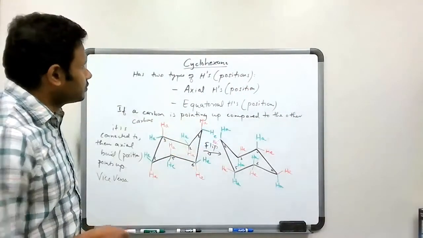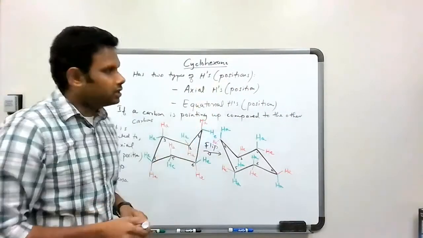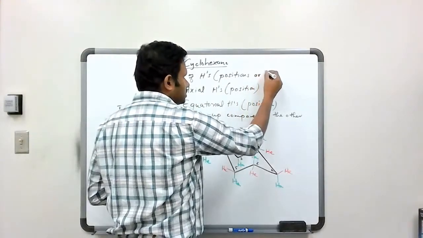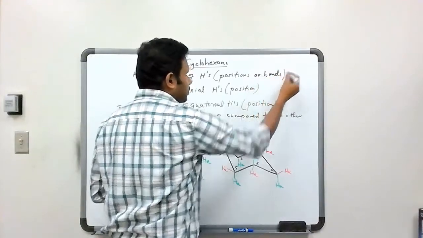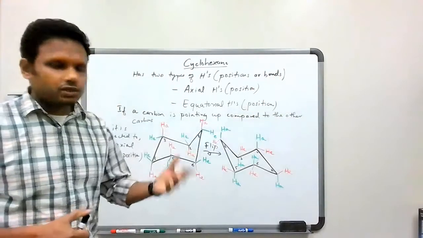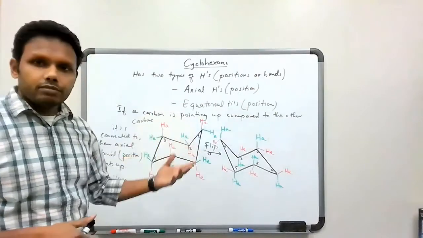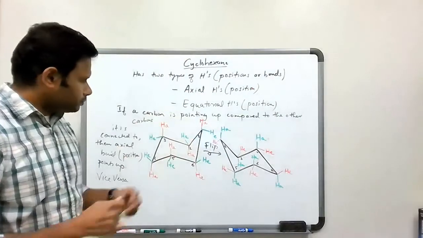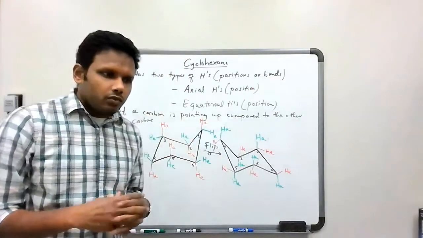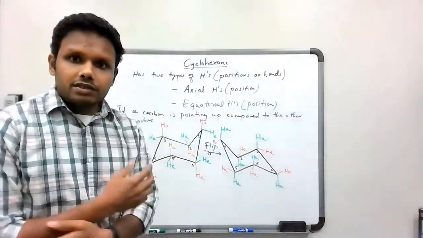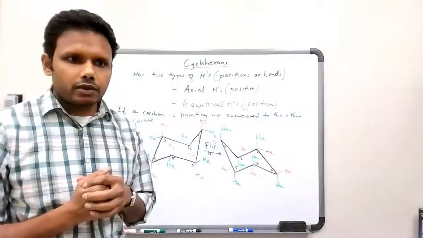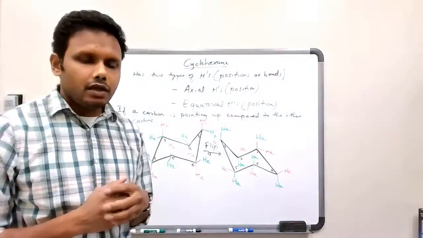Okay, it has two types of positions, or bonds is the better terminology, because it's not just hydrogens. We will be talking about other groups in these positions also, okay? So we have axial positions, and then we have equatorial positions. So in the next set of videos, we will start looking at substituted cyclohexanes. That means when you have a substituent on a cyclohexane, how does that influence the stability of the cyclohexane?